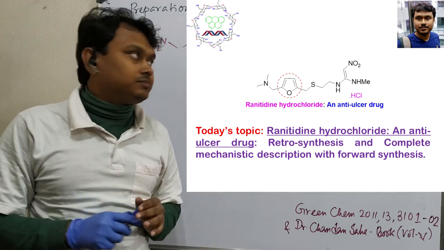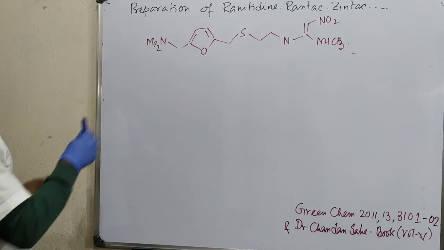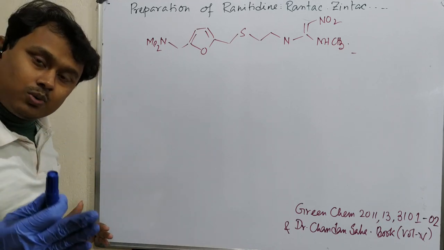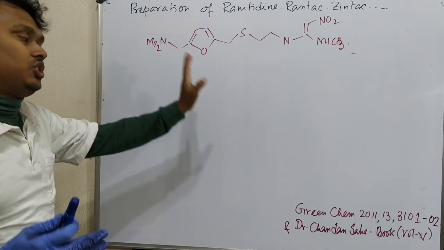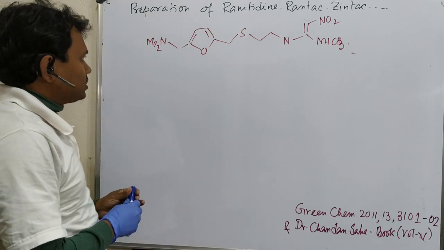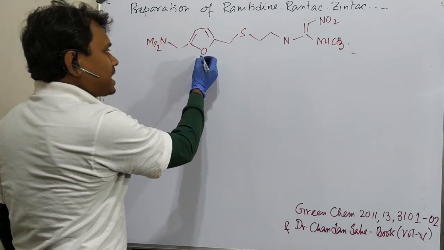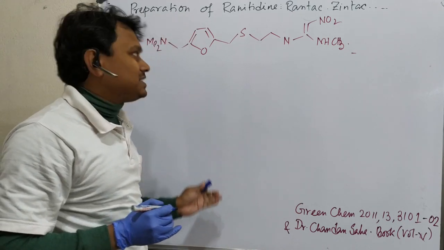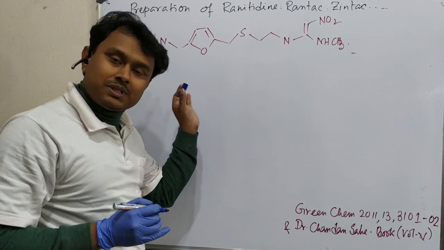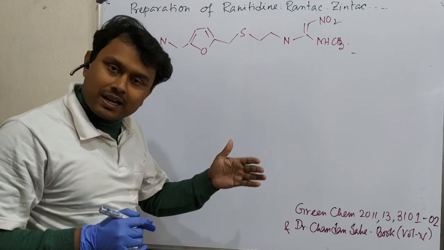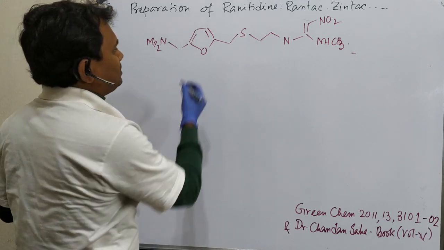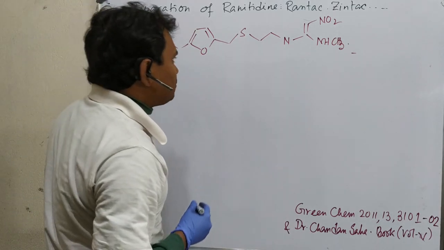So let's start. First we are going to do the disconnection approach. Second, we will discuss the reactions to prepare the target molecule. First, the disconnection approach. This is a furan-containing drug, and we have discussed the preparation of heterocycles, so let's give a practical application of this heterocyclic moiety. This is a furan core. So how will you prepare it?